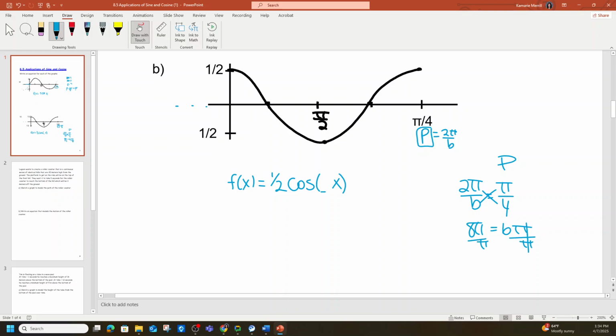Get b by itself, so I'm going to divide by pi. What did we just notice our b is? 8. Now if you want to double check you calculated your b right, go back and take 2 pi over 8 and make sure that it matches what you have for the period. Does that sound good? We came up with a model, and that is the model for this one. Those ones would be pretty straightforward.